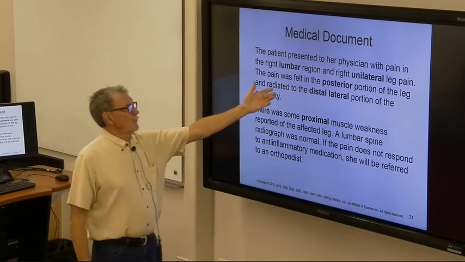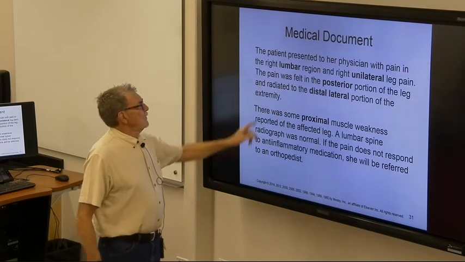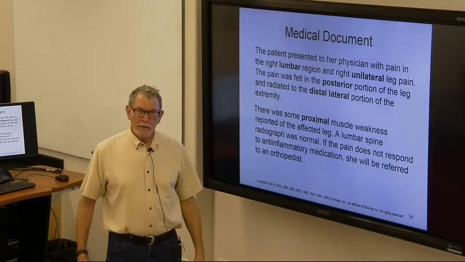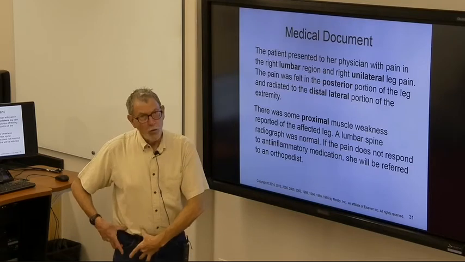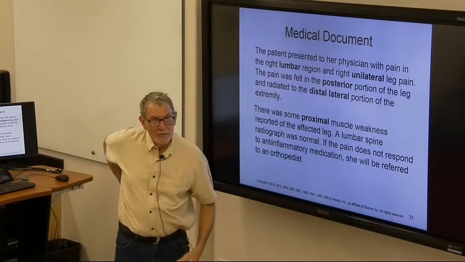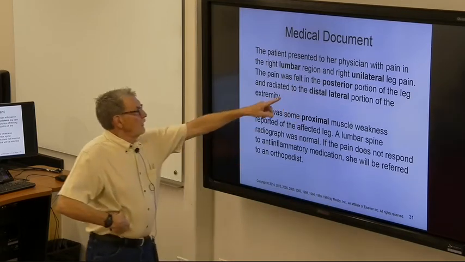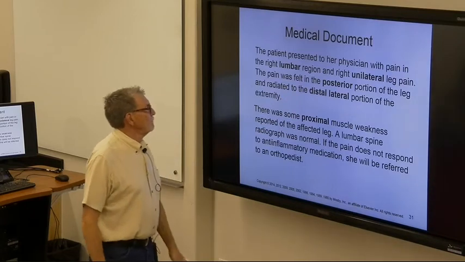Patient presented with pain in the right lumbar region and right unilateral leg pain. Where's the right lumbar region? It's on the right, and it's here. It's not all the way down, it's about here. Going from the lumbar spine around here. Unilateral leg pain, it means it's just on that side.